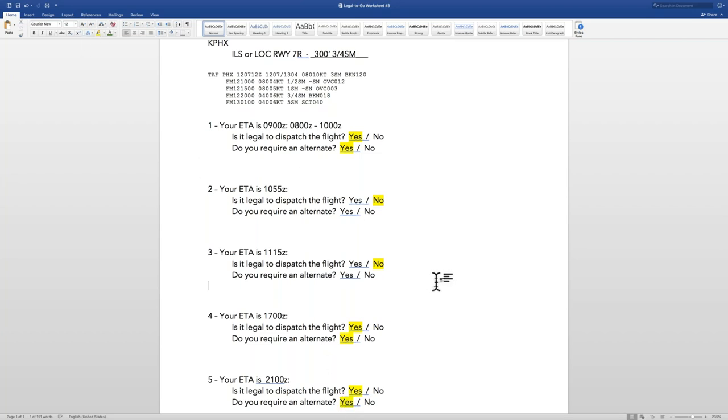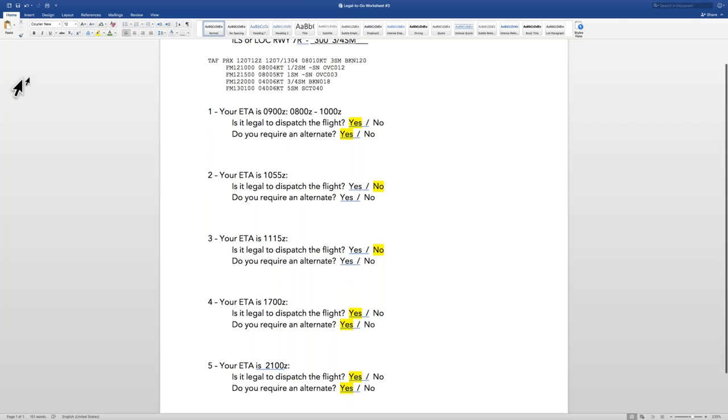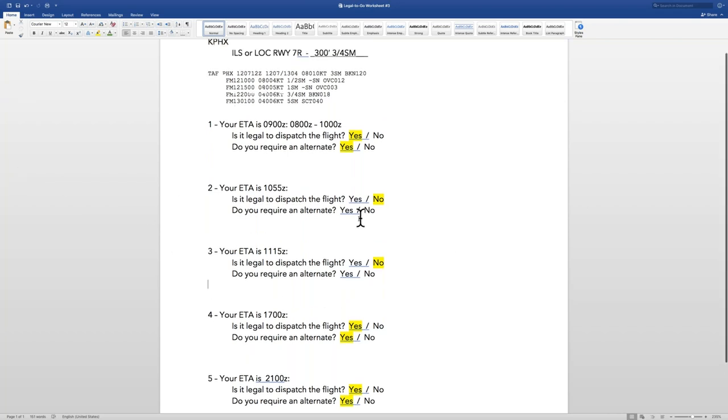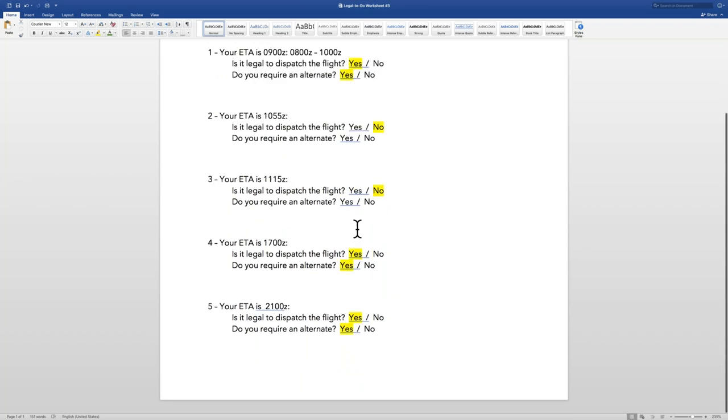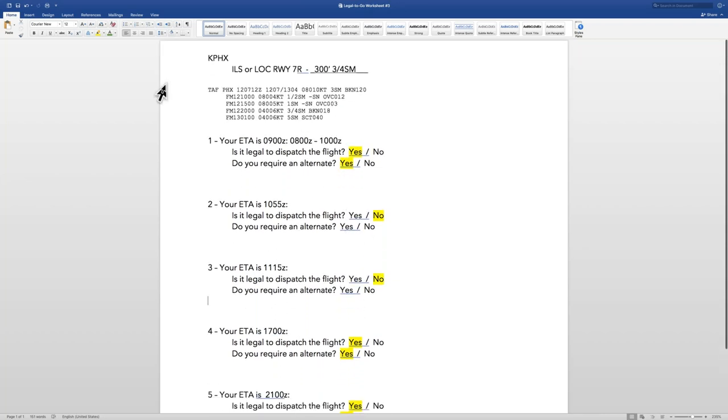How's everybody feeling with these? Is everybody comfortable with them? Yeah. Good. Yep. Because this is like number one in our job, right? It's just determining this. Going to save yourself a lot of time, a lot of heartache by being able to do this quickly and efficiently when you're out actually dispatching flights.